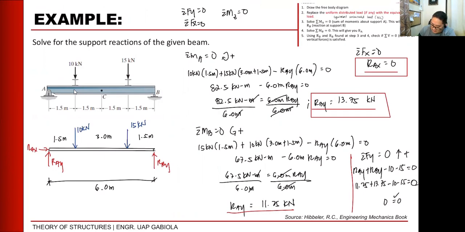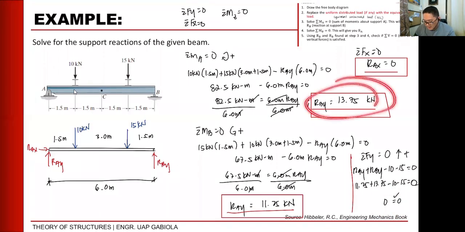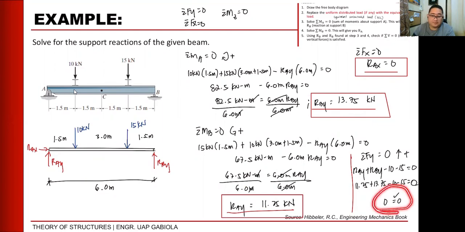So this will be our final answer. Okay? So if, for example, upon checking, this did not come out to 0, meaning we have a mistake in our calculation and we need to recheck and re-evaluate our calculation. Maybe we pressed a wrong button on the calculator, so the value changed. But we always have a way to check if our forces are in equilibrium. Okay? So this is for example number 1.